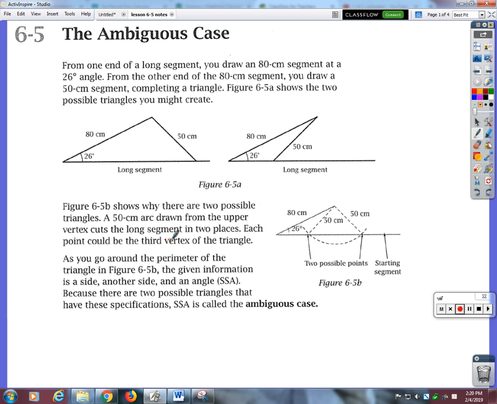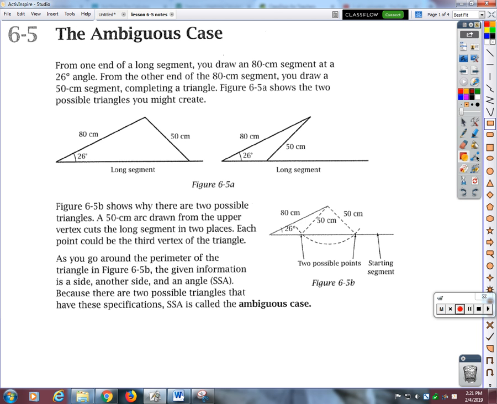Again, I apologize. From one end of a long segment, you draw an 80 centimeter segment at a 26-degree angle, okay? So here's what we got going. We're going to start with this segment right here and this segment right here, okay? We're learning something new, okay? And hold on just a second, we'll get there. From the end of both of those, I draw an 80 centimeter long line segment at a 26-degree angle. Okay? Are you with me so far?